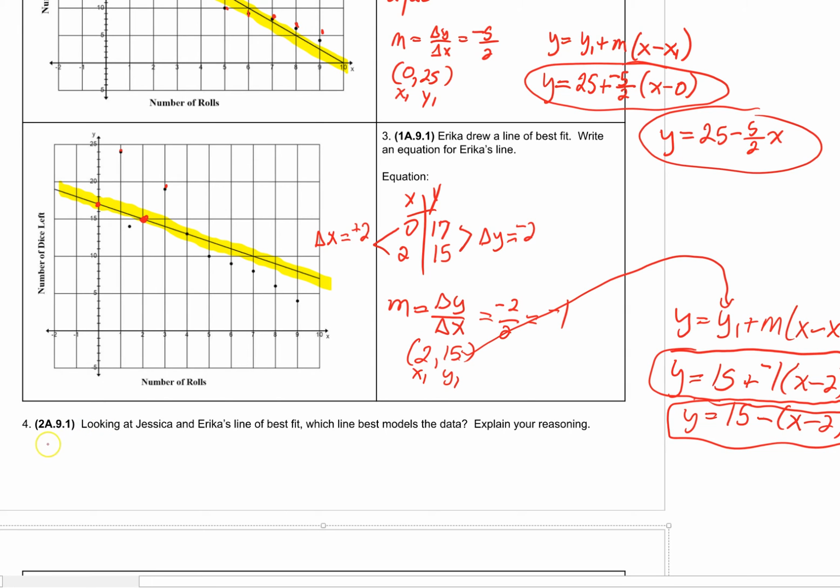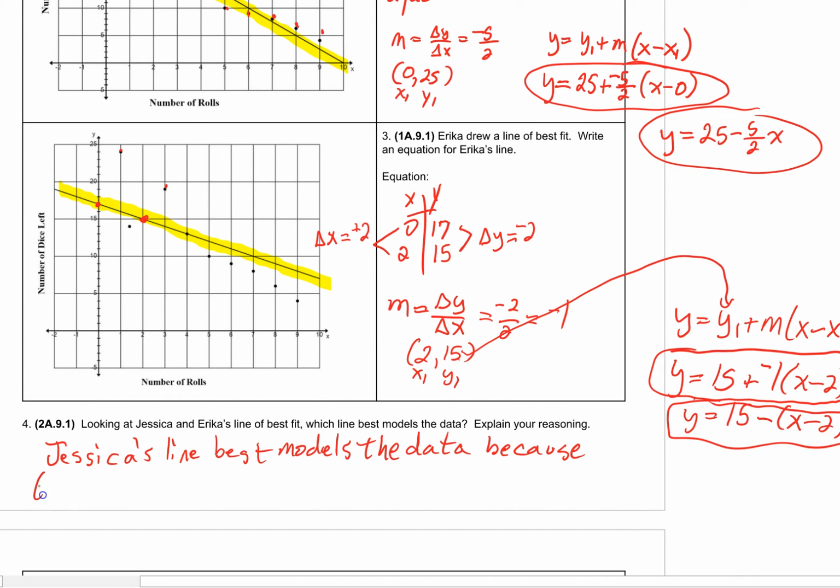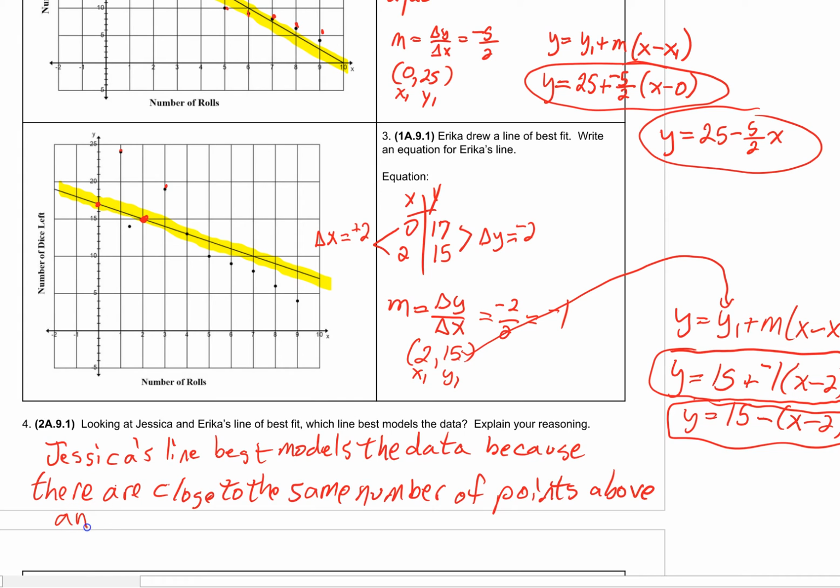We could say that Jessica's line best models the data, and we could say that's because there are close to the same number of points above and below the line. And that's definitely not what we saw with Erica's.